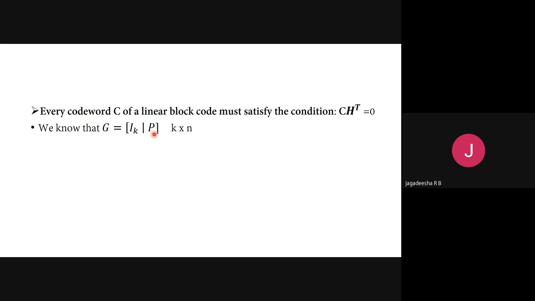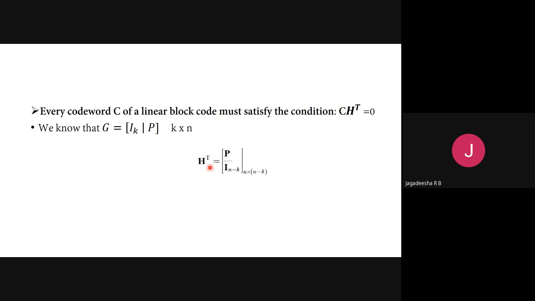Similarly here, the transmitter and receiver know the parity matrix P. With the help of that, the transmitter can find G. Similarly, with the help of P, the receiver can find H, H transpose, and then the syndrome S, right?